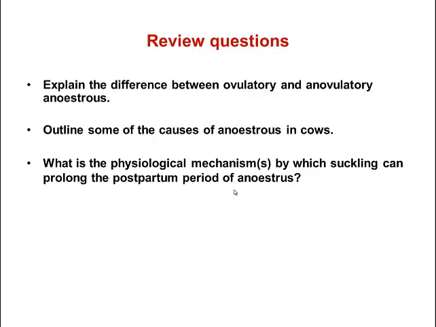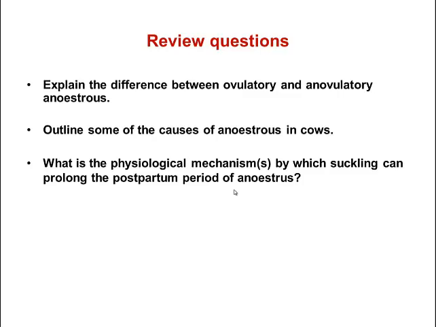So what's the difference between ovulatory and anovulatory anestrus? Well, in ovulatory anestrus the cows are actually ovulating, but they're not showing signs of heat, or we're not detecting heat. In anovulatory anestrus they're actually not ovulating and not showing signs of estrus.